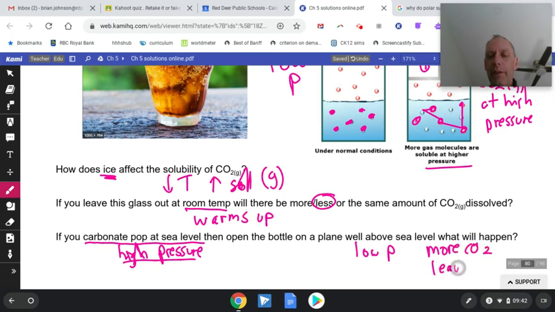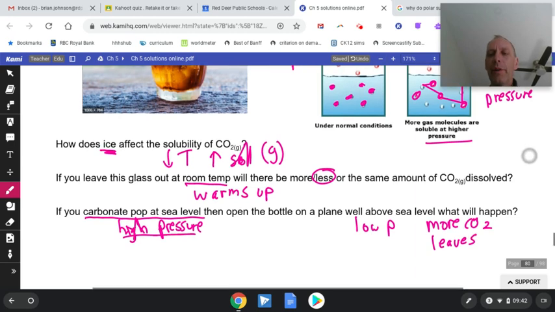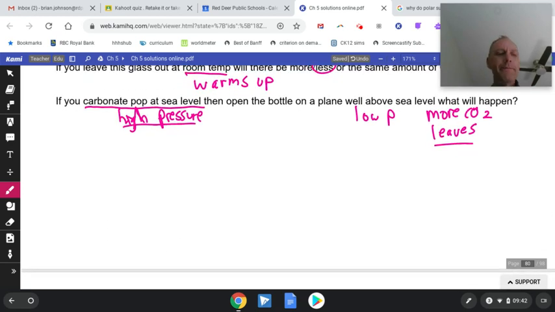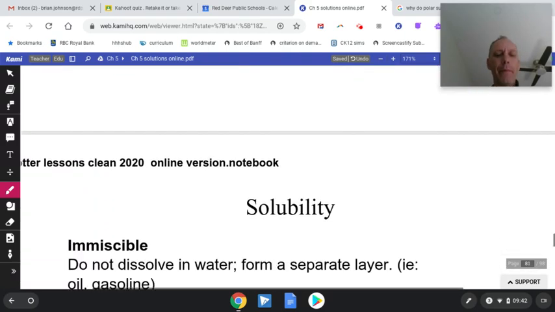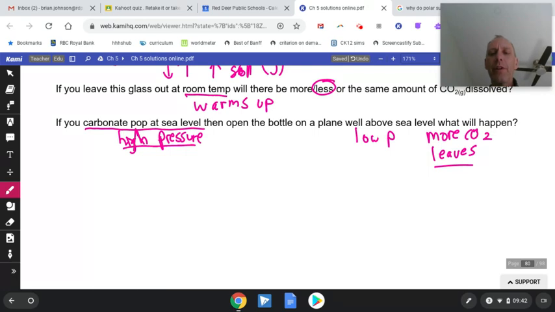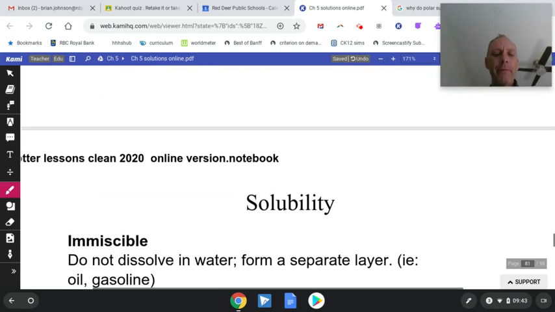If you've ever been on a plane and seen this, when the stewards or stewardesses open a bottle of pop, it's a crazy amount of fizzing that goes on as all of the CO2 gas comes out because the pressure is so low at high elevation. So low pressure, low amount dissolves. That's part of the reason as well you don't see many fish in really, really high elevation lakes, because there's very little oxygen gas in the water dissolved for them to breathe.